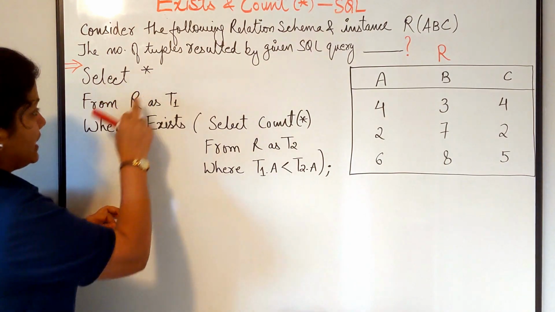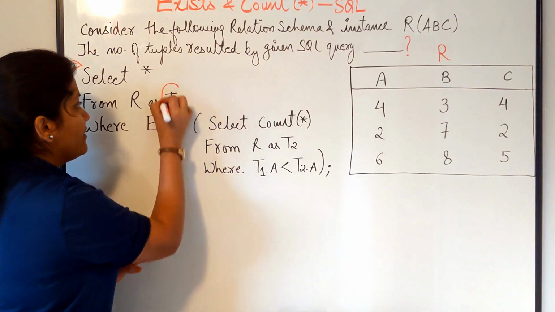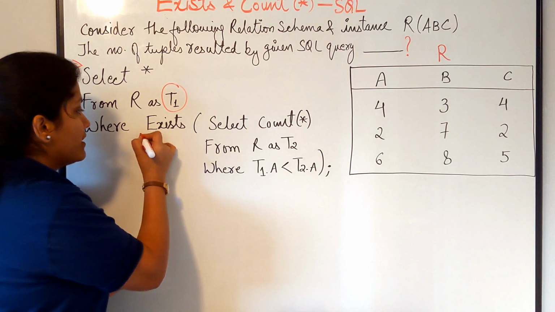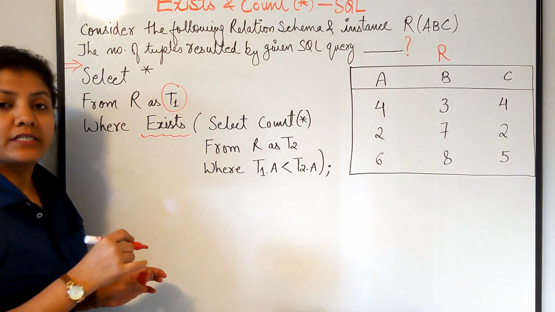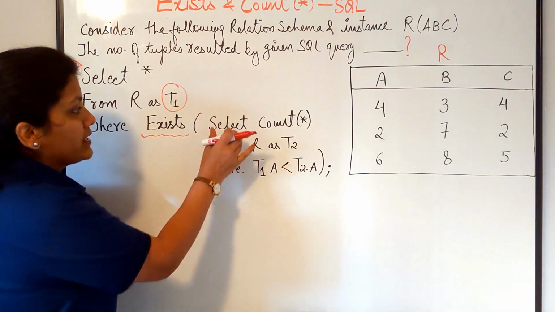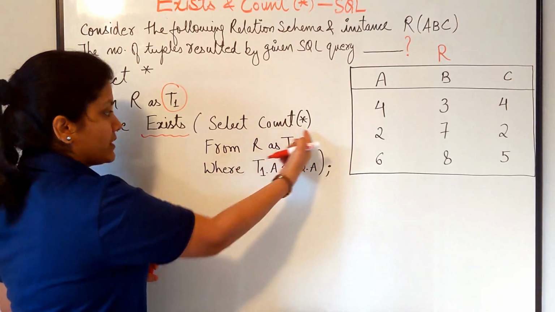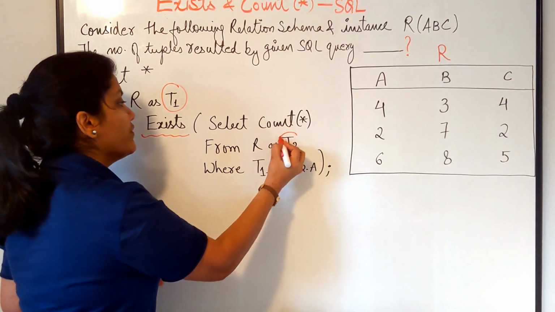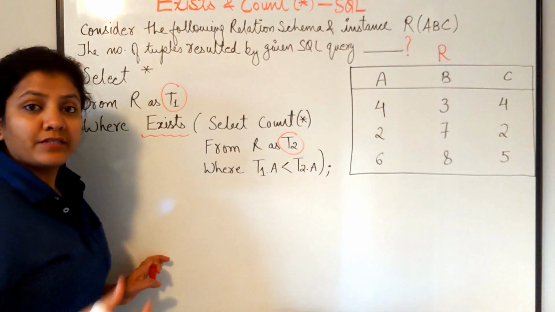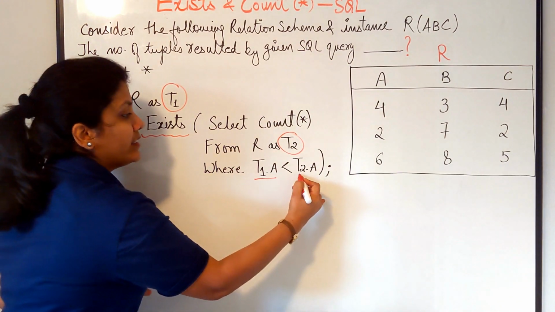Let's do that. SELECT * FROM R AS T1. We are taking one instance of R and giving it the name T1, WHERE EXISTS. This is the SQL clause we are going to make use of. The subquery is SELECT COUNT(*) FROM R AS T2. We are taking another instance of R. One instance is T1, another instance is T2. And then we are saying WHERE T1.A < T2.A.